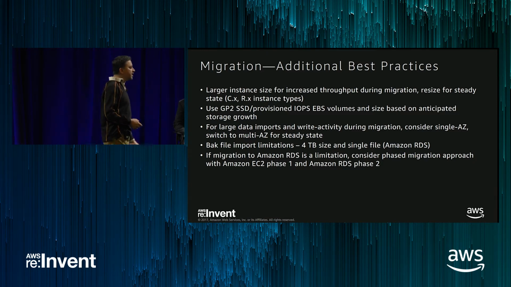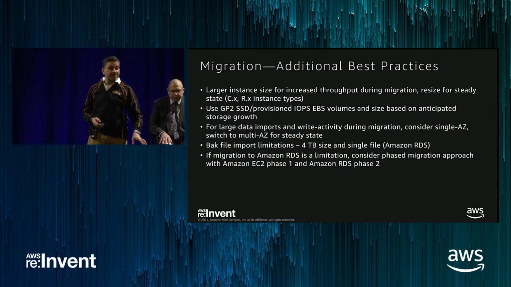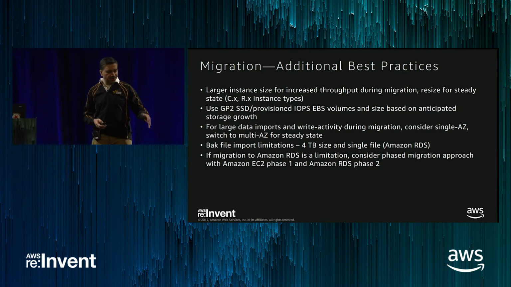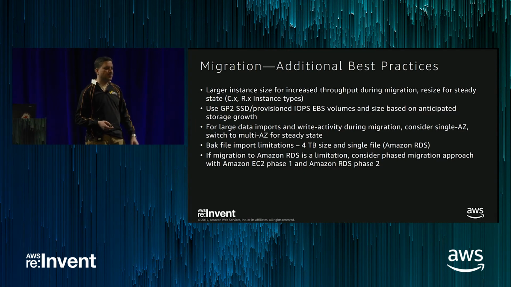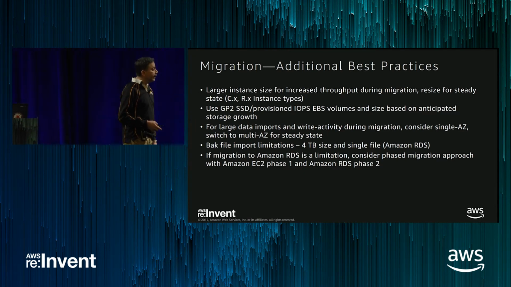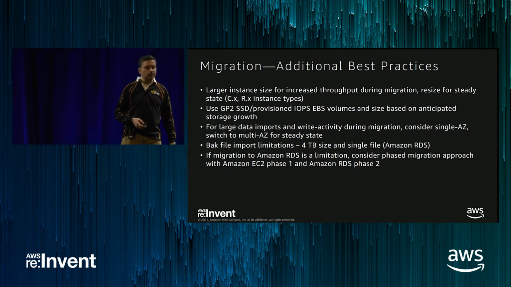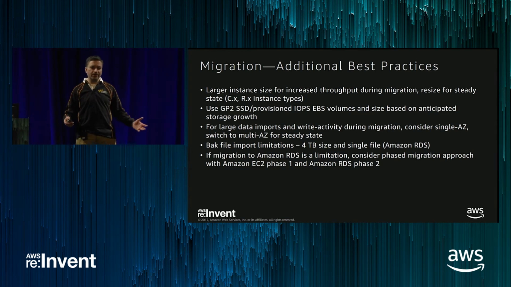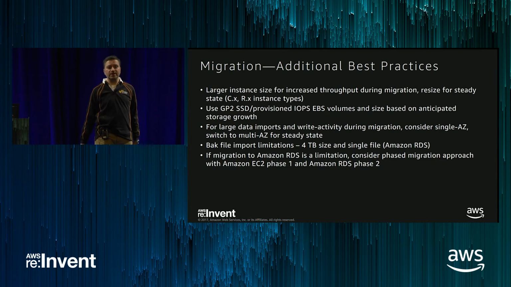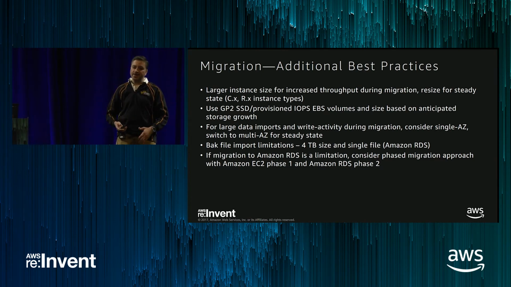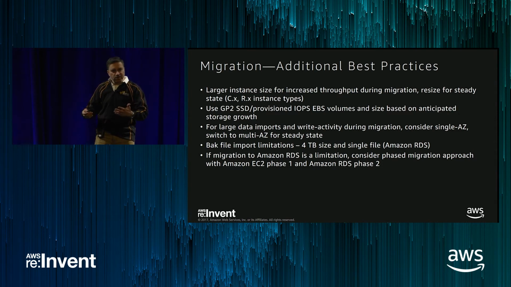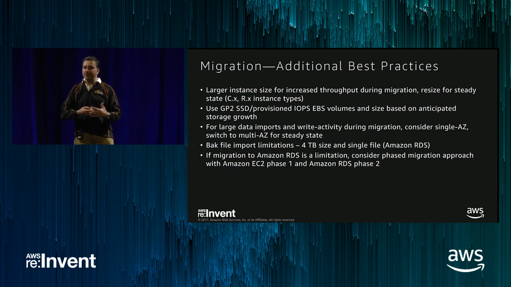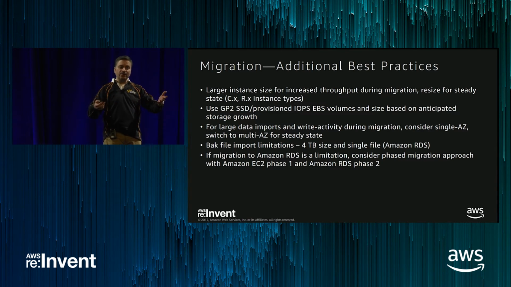There are some backup file import limitations you need to be aware of. This is only on RDS, not on EC2. The max size is 4 terabytes with a single file. I'm sure there might be something more coming there. And if, for whatever reason, directly migrating to RDS is a limitation, maybe compliance, maybe you're not comfortable, you can always do a staggered migration. Stage 1, migrate to EC2, get comfortable, and make sure you take advantage of AWS services. When you're ready, it's even easier to migrate from EC2 to RDS. So you can think of that as a phased migration approach.